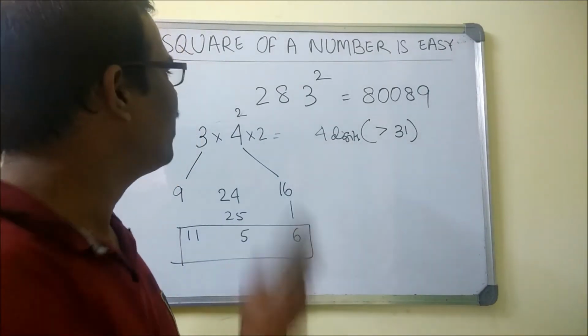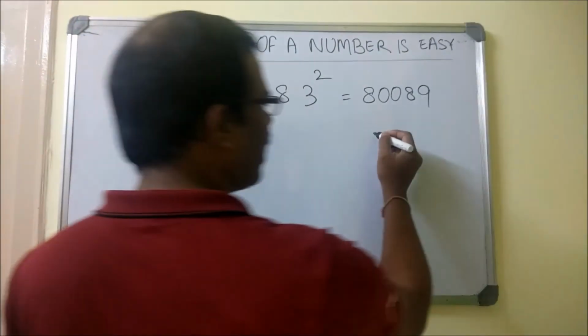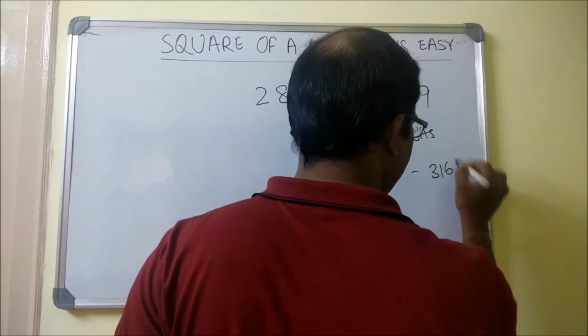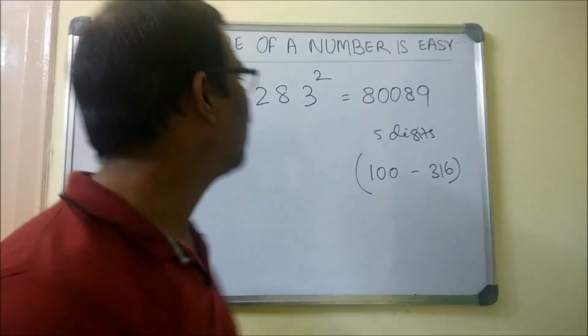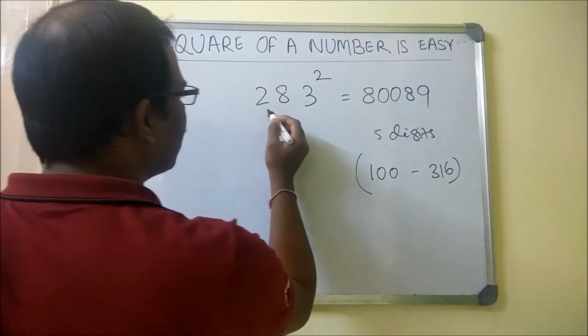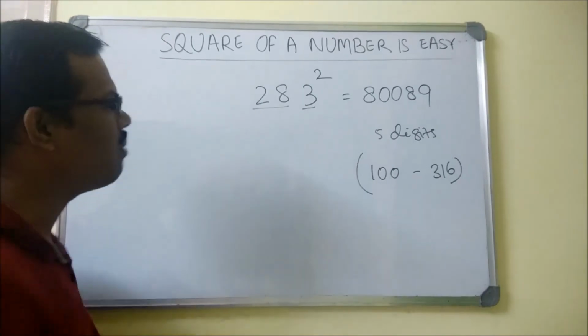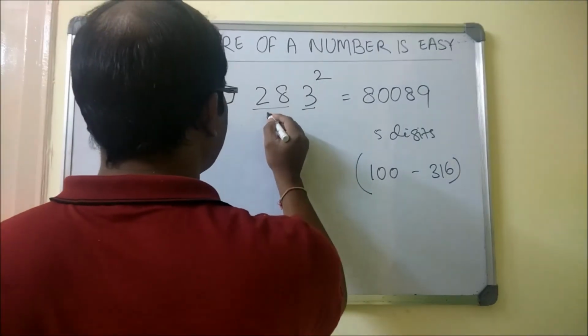Okay. Now we will go to 283. The square of the number 283 will contain 5 digits. It is between 100 and 316, so it will contain 5 digits. Now let us apply the same formula. I am taking 28 and 3. I am making these combinations.